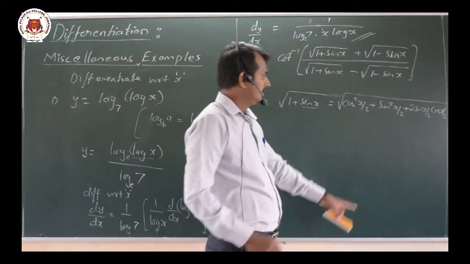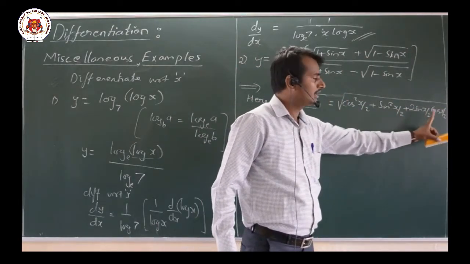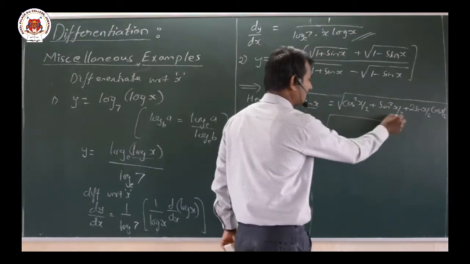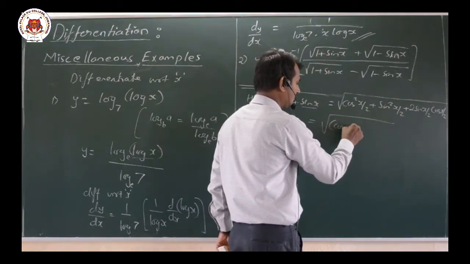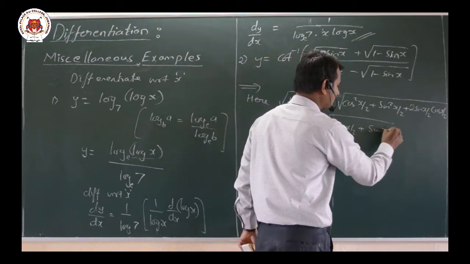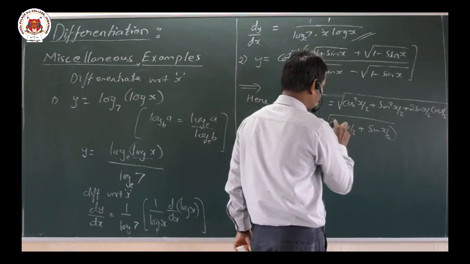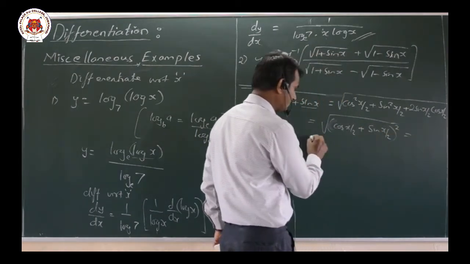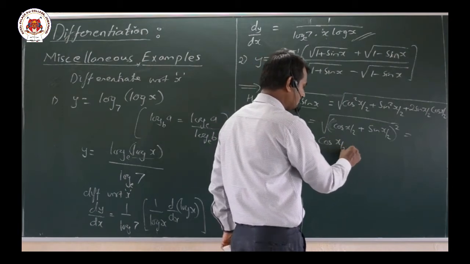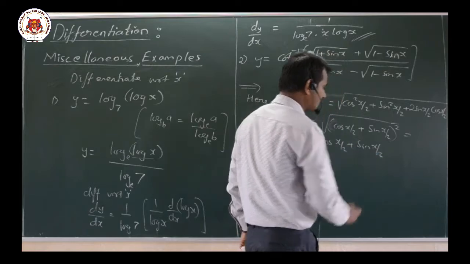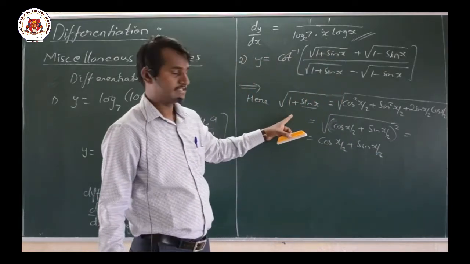So what is it? a square plus b square plus 2ab, that is nothing but root of (a plus b) whole square, that is root of (cos of x by 2 plus sine of x by 2) whole square. Now the square root gets eliminated. What is the remaining part here? Cos x by 2 plus sine x by 2. That is the value for root of 1 plus sin x.